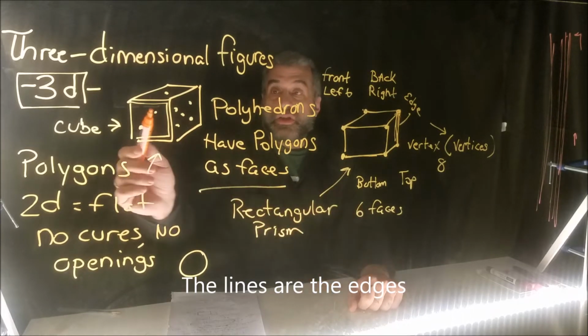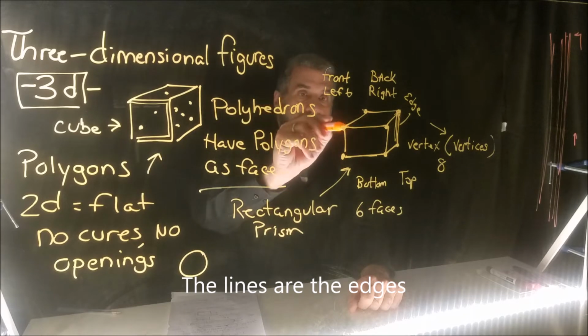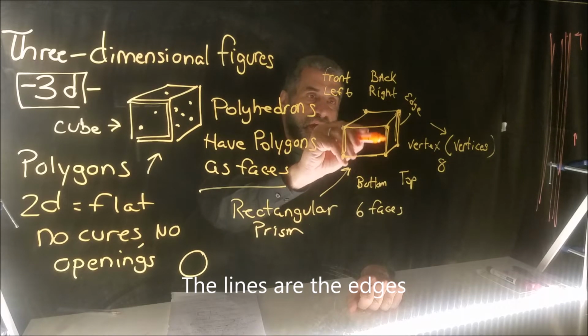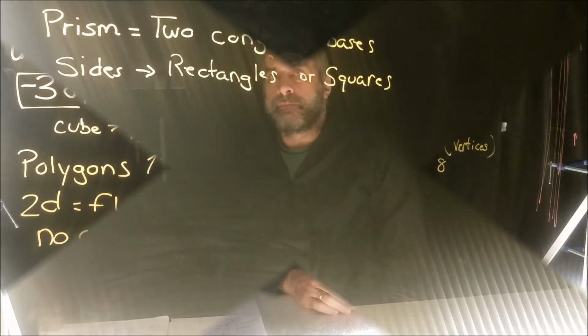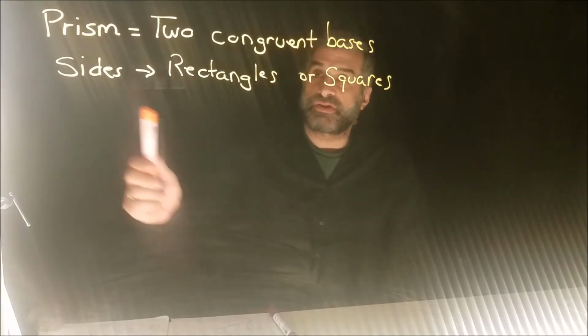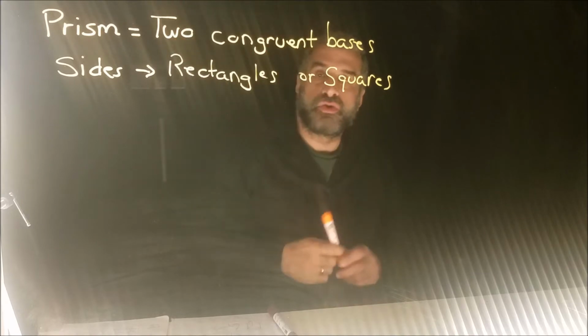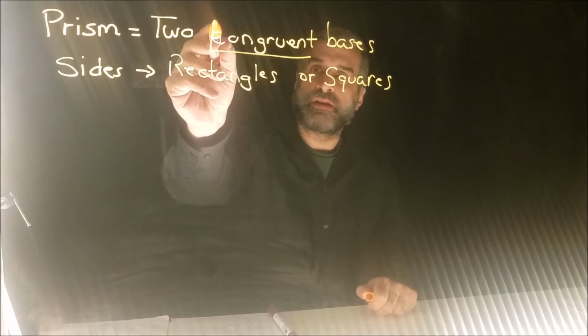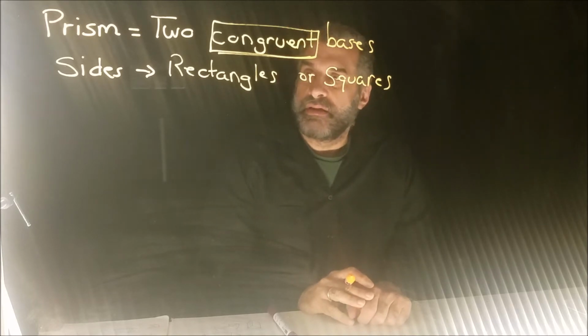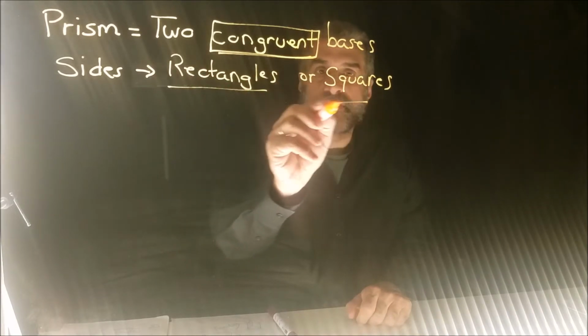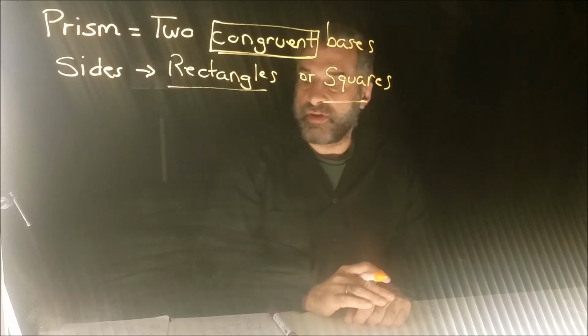So we created a cube over here. We created a rectangular prism over here. And there are many others we can create. So let's look at some more prisms. All right, so here we are. A prism has to have two congruent, remember, we went over this word already, same shape, same size, two congruent bases. And the rest will be rectangles or squares. And you should know that a square is actually a rectangle.